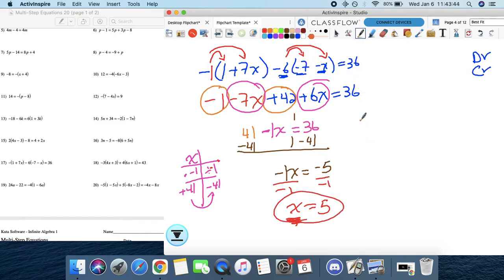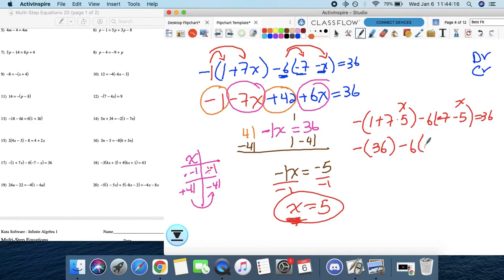So now our substitution: we get 1 plus 7 times 5, and here's my x. -6 minus 7 minus 5 equals 36. Now it's just order of operations. 7 times 5 is 35, plus 1, 36. Over here, -6, and let's just do inside. It's -7 and -5, and that gives you -12.